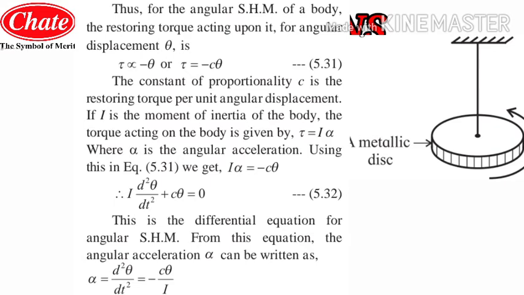So instead of alpha, we can use angular acceleration. This angular acceleration alpha can also be written as d square theta upon dt square. So I d square theta upon dt square plus c theta is equal to 0. This is the differential equation for the angular SHM. From this equation, the angular acceleration alpha is equal to d square theta upon dt square, which is further equal to minus c theta upon I. This is the rearranged equation, the differential equation for the angular SHM.